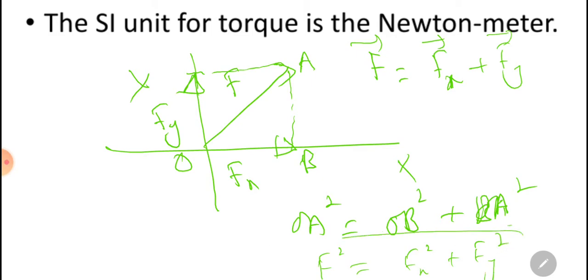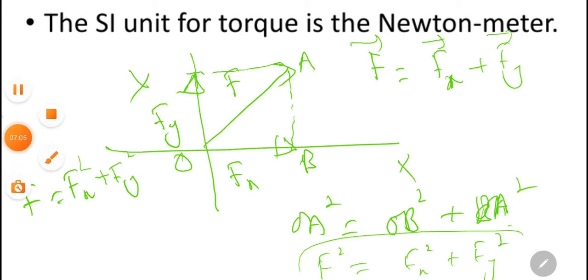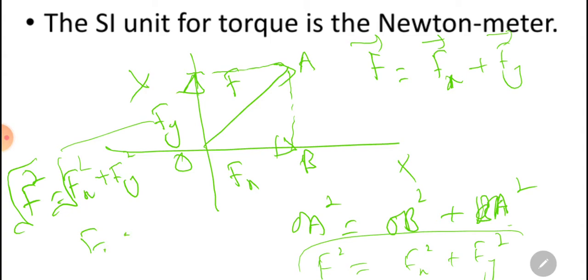Now take this equation again, F squared is equal to Fx squared plus Fy squared. Take the square root. Now if you take the square root, you will get F is equal to the square root of Fx squared plus Fy squared. So this will give you the magnitude of the resultant vector.